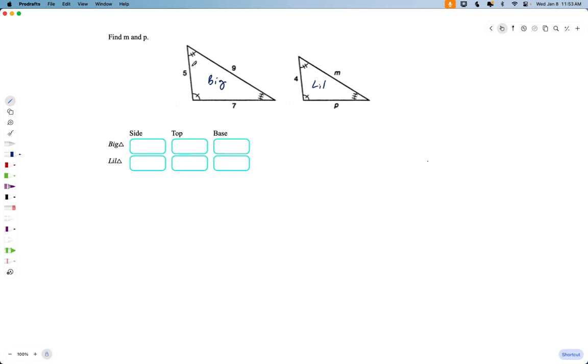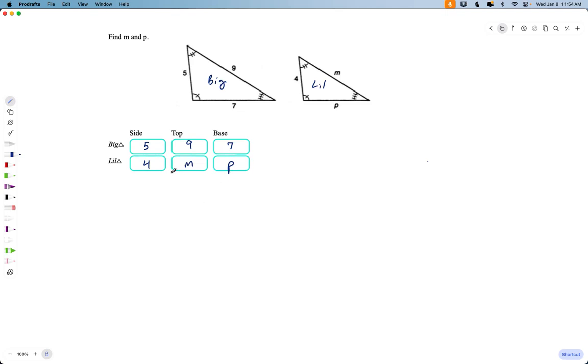So we've got the side, that's going to be this. The big triangle is 5, and the little triangle is 4. The top, this is 9, and this is m. And the base, in the big one it's 7, and the little one it is p. We've got to find m and p.